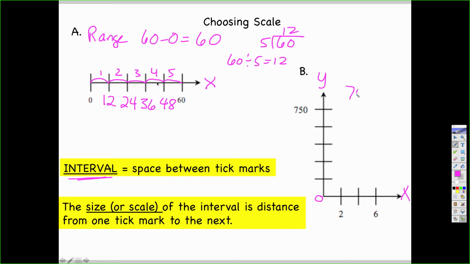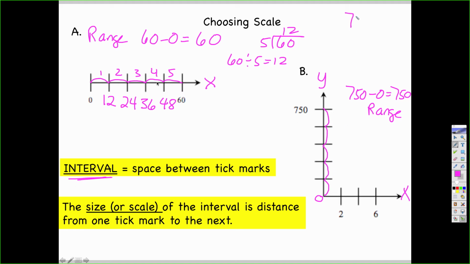So this time I have to go 750 minus 0 is 750. So that's my range. The first thing I have to find is what the range is here. And then I'm going to count the intervals. So I'm going to start here at 0, and we're going to go 1, 2, 3, 4, 5. So again, we have 5 intervals.